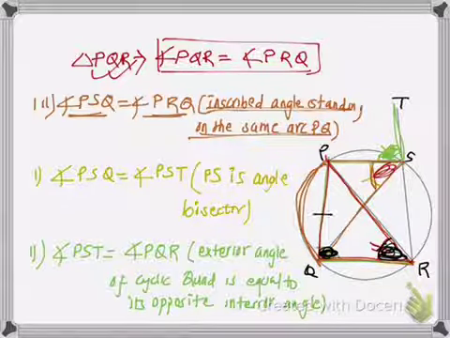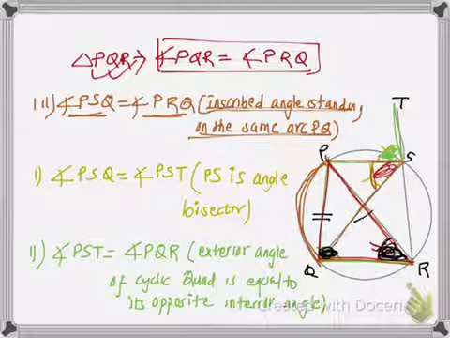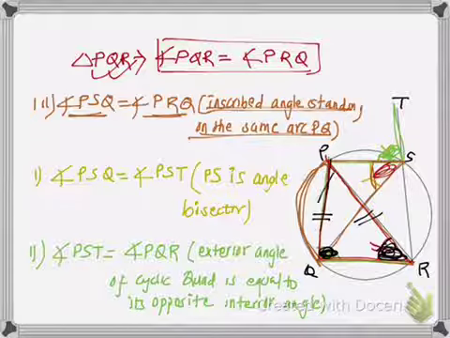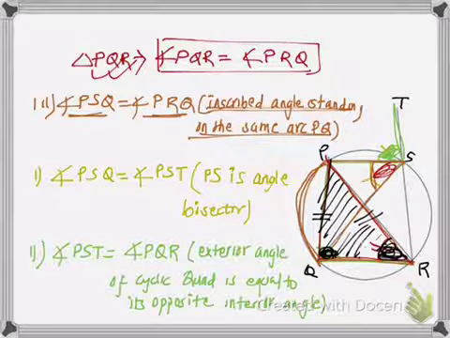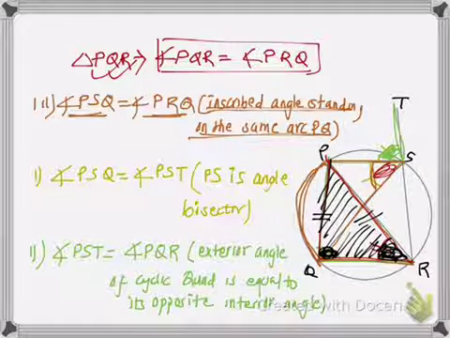Since these angles are equal, we can say that this side is equal to this side, and finally we can say that this triangle PQR is an isosceles triangle since its two angles are equal, or we can say its two sides are equal.